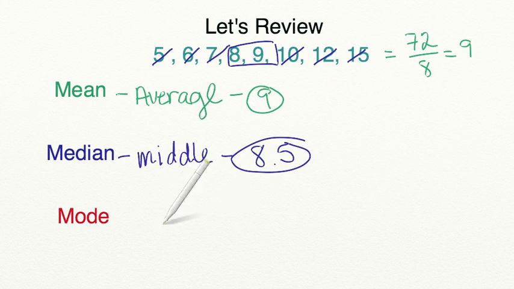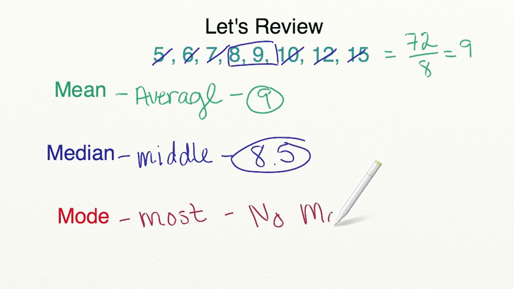And lastly, we have our mode. Our mode is the number that you see the most frequently. Now, in this case, we don't have any number that's listed more than once. That means in this set of data, there is no mode.